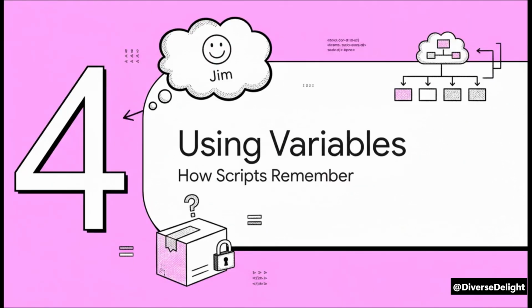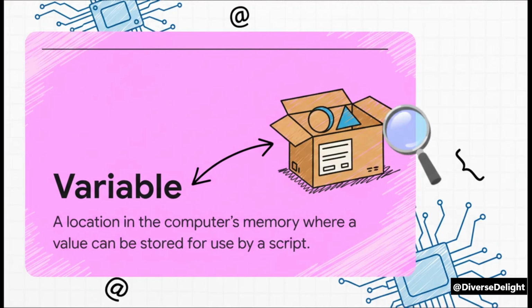But wait a second, how did the script remember the name Jim after that little pop-up box went away? This is the final piece of the puzzle for today, and it is the absolute key to building much more powerful programs. The secret is something called a variable. So what's a variable? It's just a named spot in the computer's memory. Honestly, the easiest way to think about it is like a labeled box. You can put a piece of information inside that box, and then anytime you need that information again, you just call it by the name on the label.